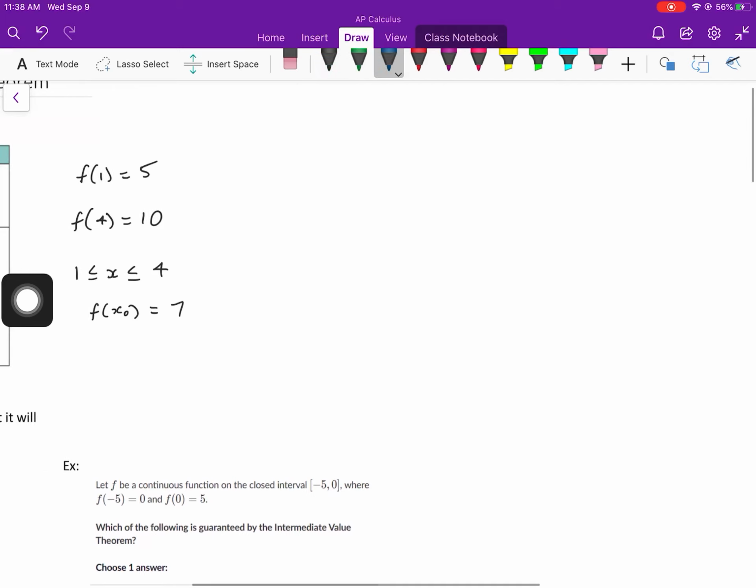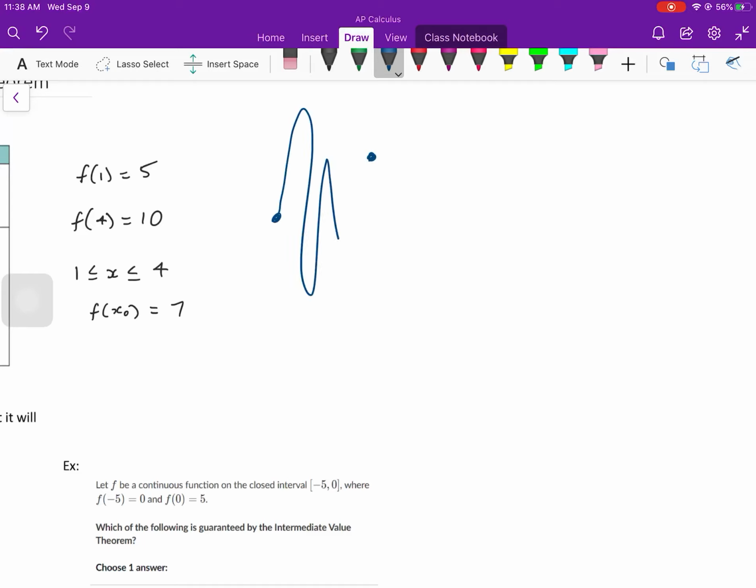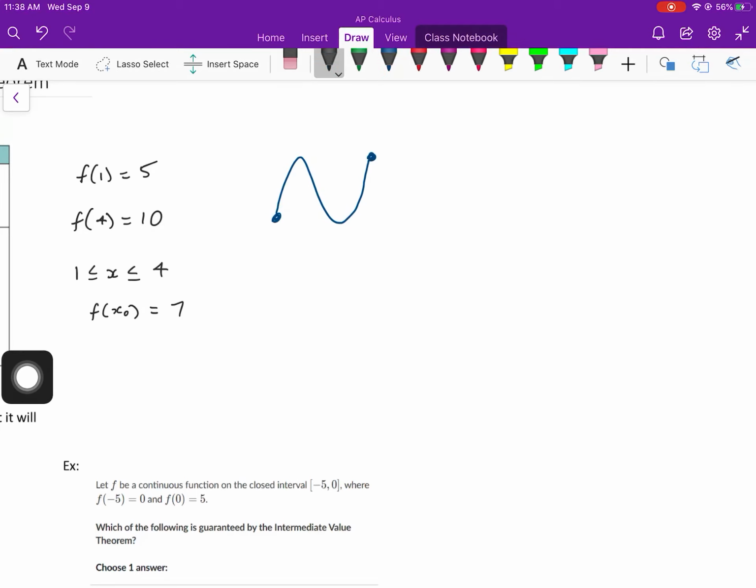So let's think about this graph. If f of 1 was 5, f of 4 was 10, as long as our function's continuous, it can do whatever you want it to do. It could be crazy. Well, it's got to be a function, so no loop there. But it could do some crazy stuff, but somewhere in that interval, it's got to equal the value of 7 because this is 5, this is 10, so it's got to equal 7.